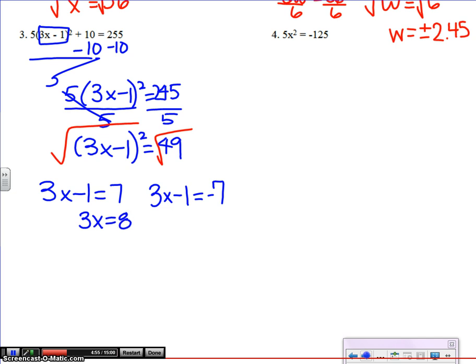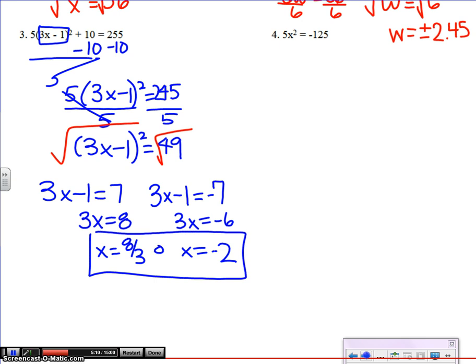3x is equal to 8, so x is equal to 8 thirds. Over here, 3x is equal to negative 6. So our other solution is x is equal to negative 2. So here are our two solutions. And again, if you forget about the two solutions, hopefully when you're reading the multiple choices, you'll look at your options and remember that you need to have two answers for these.